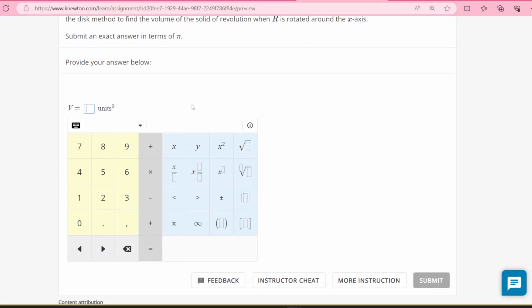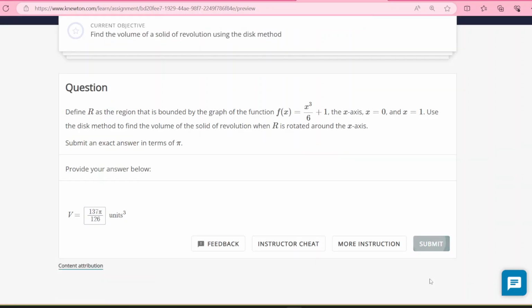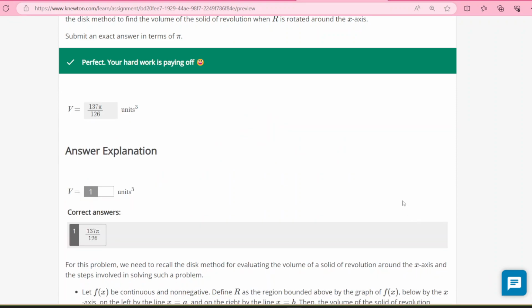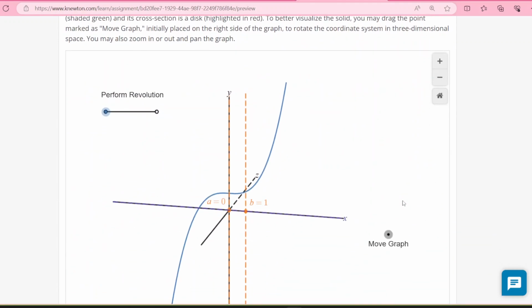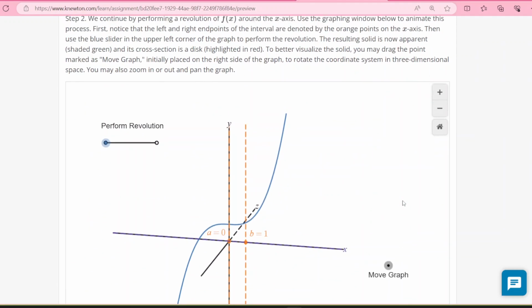I got the pi symbol down here, right? So 137, I'll just put the pi in the numerator. Sorry, 137. I don't want to get things wrong here because it'll throw more problems at me. Divided by 126. And hopefully they have a nice picture of it again. No, they don't. Oh, they do. Okay, here we go.